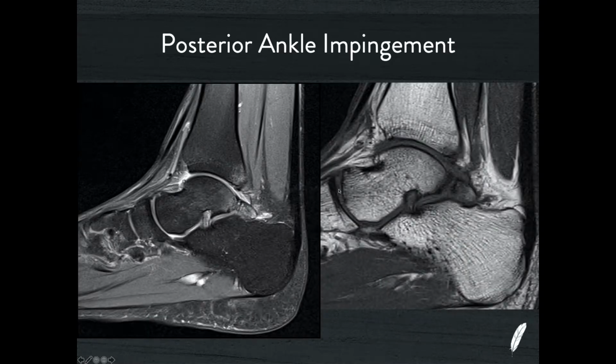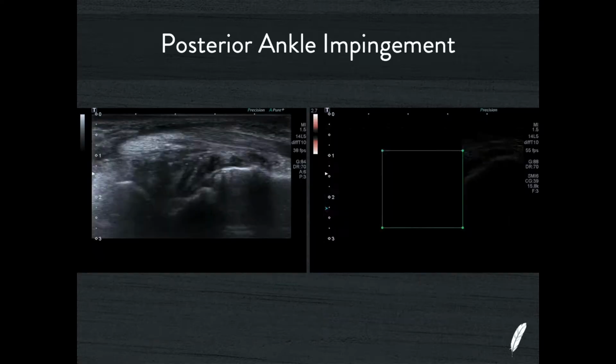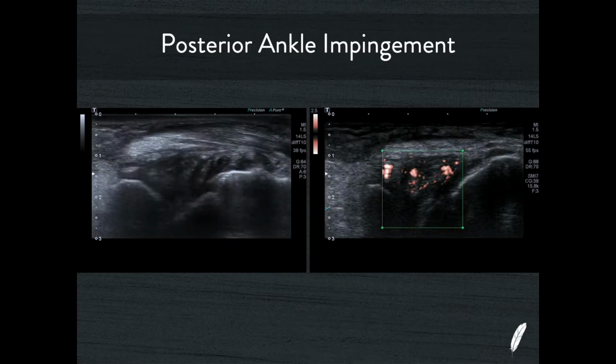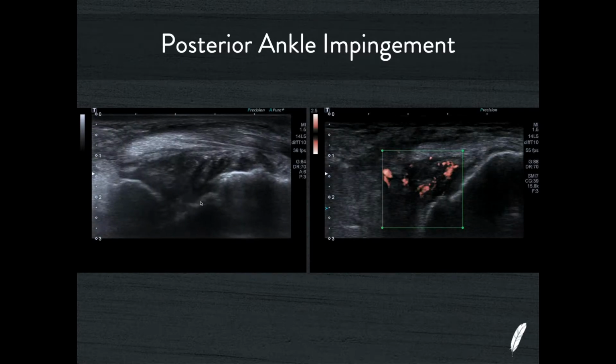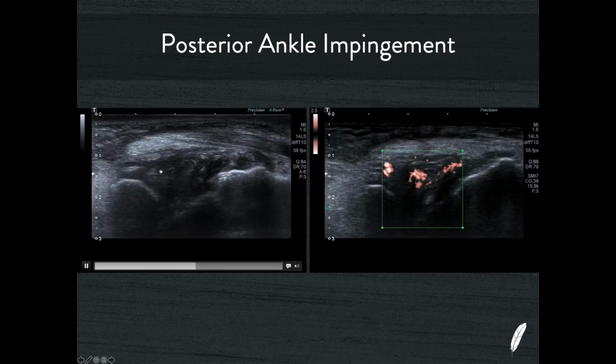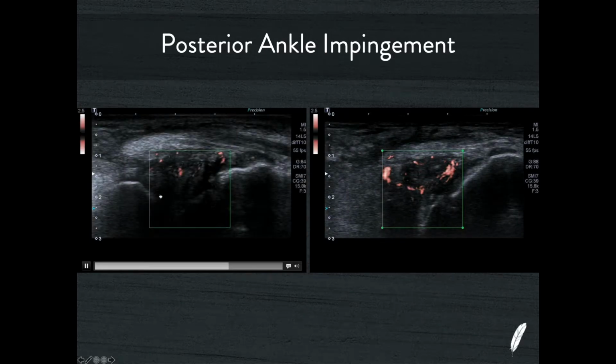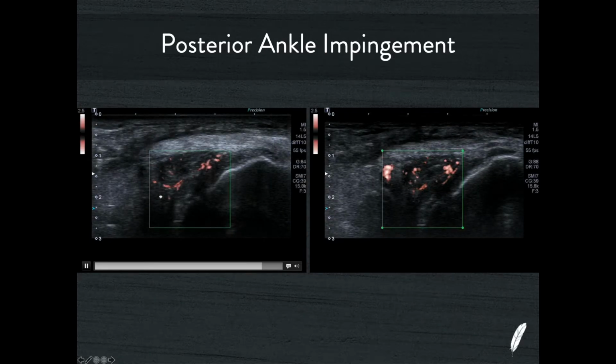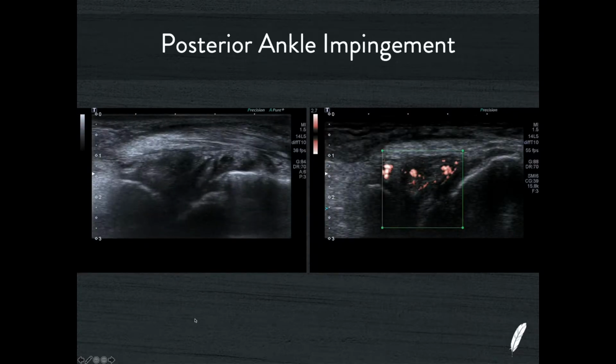So this is an example here where we have either a large os trigonum or it may be a long Stieda process here. But either way, this posterior ankle joint is very crowded, and then we can see that the synovitis develops in this area, and this is posterior impingement on an MRI scan. This is posterior impingement on an ultrasound. So you can see how thick and craggy this posterior ankle joint capsule is. It's very, very thickened. And then using the SMI, it's really hypervascular. So this is a classic posterior impingement.